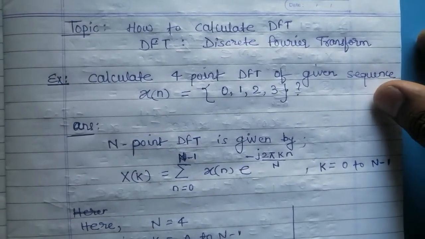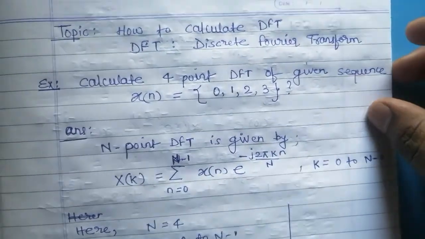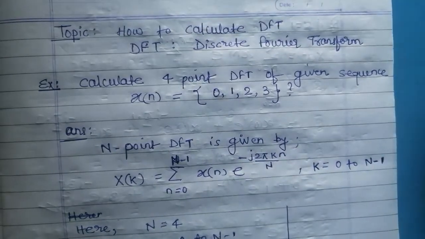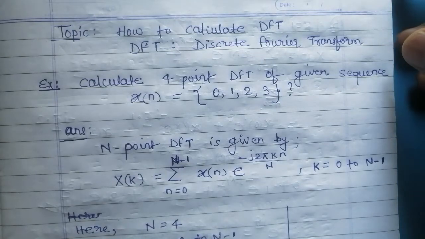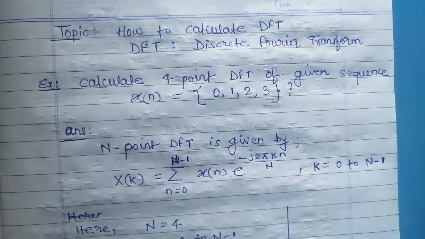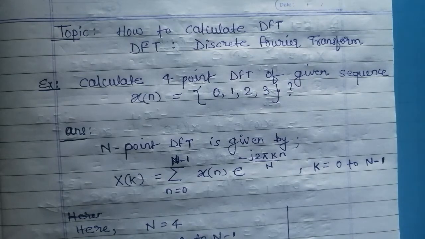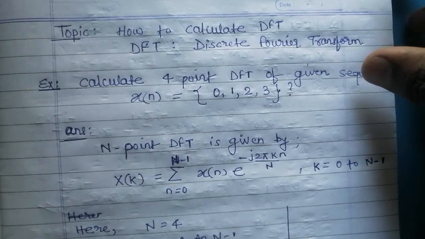Hi everyone. So today we are going to discuss a very important topic, that is calculation of discrete Fourier transform. This topic is very important and also very basic, which is generally asked in your examination for 5 marks, minimum 5 marks. It may be asked for 10 marks also, but generally the question that I have taken here is asked for 5 marks only. So let's begin with this topic.